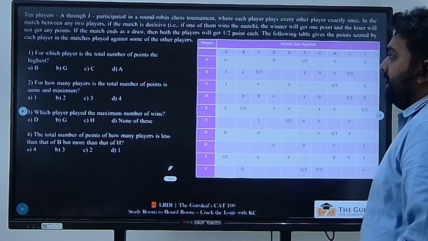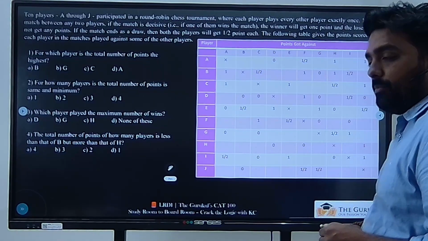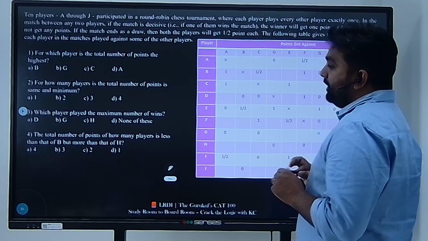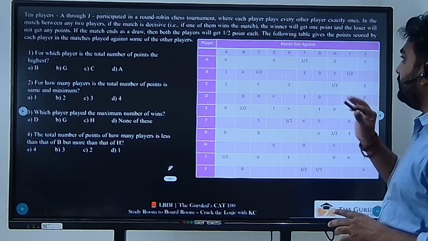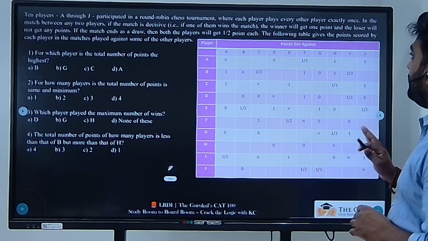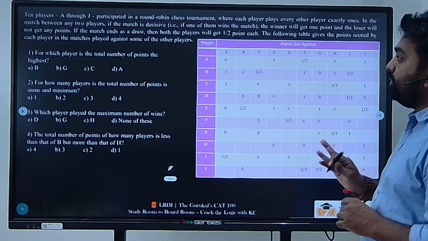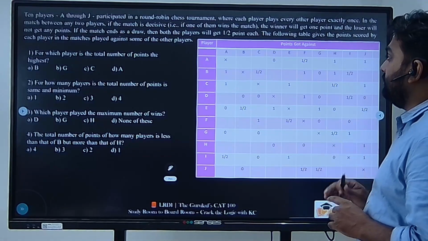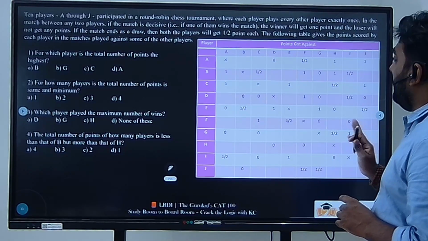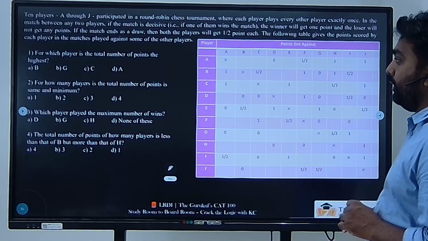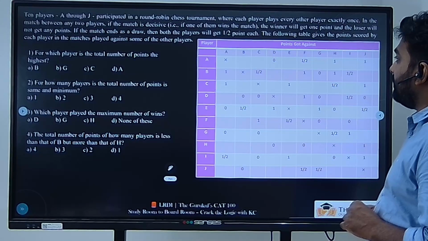So 10 players A through J participated in a round robin chess tournament. So what is a round robin match? We already discussed. Whenever it is a round robin match, every person is playing with every other person. That's what they mentioned here, where each player plays every other player exactly once. In a match between any two players, if the match is decisive, that is one of them wins the match, the winner will get 1 point and the loser will not get any points. If the match ends as a draw, both the players will get half point each.